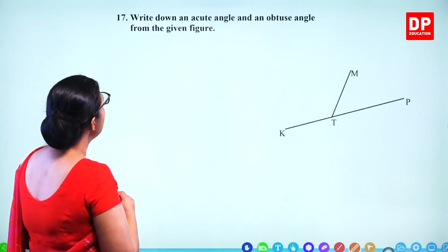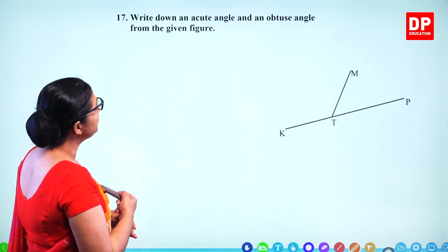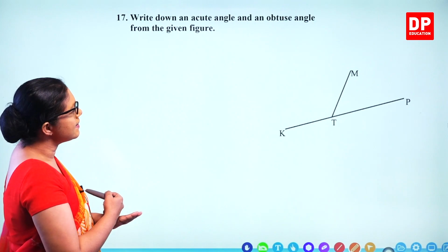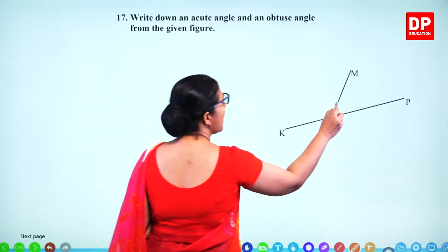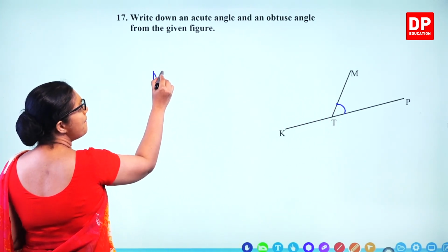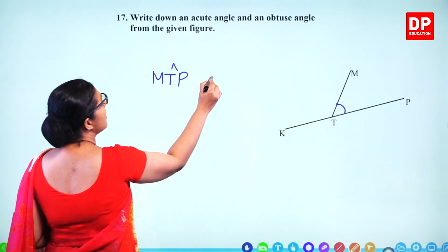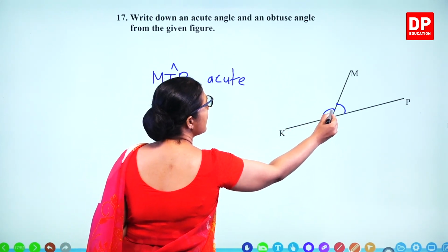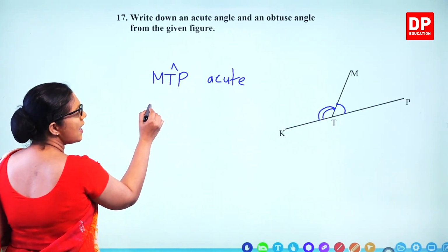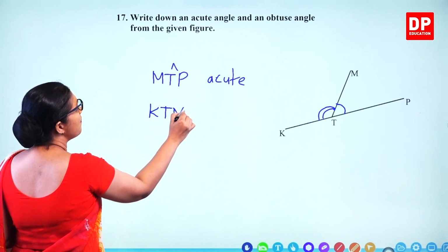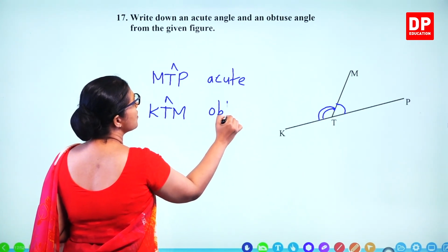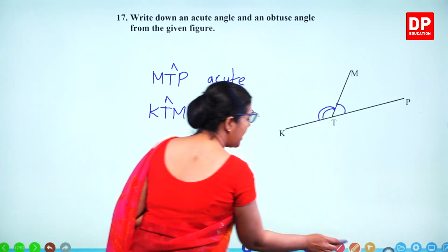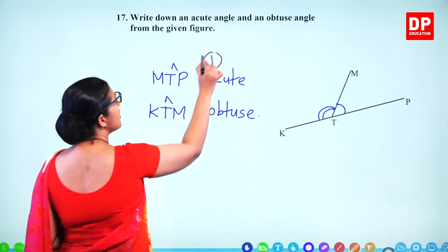Question number 17. Write down an acute angle, an obtuse angle from the given figure. Acute means less than 90. So, we can take this angle as acute. MTP angle is acute. And the other one is obtuse. This angle you can take as obtuse. So, what's the angle? KTM. That's obtuse. More than 90, less than 180. So, you get 1 mark each.